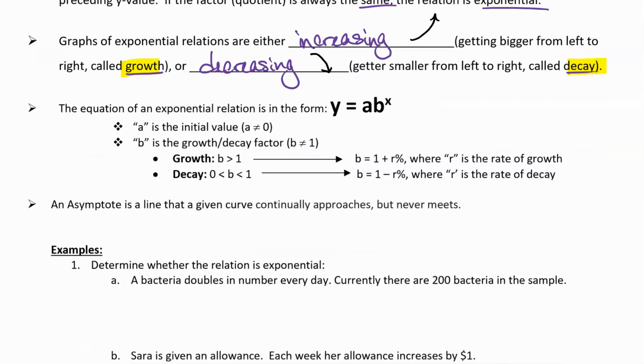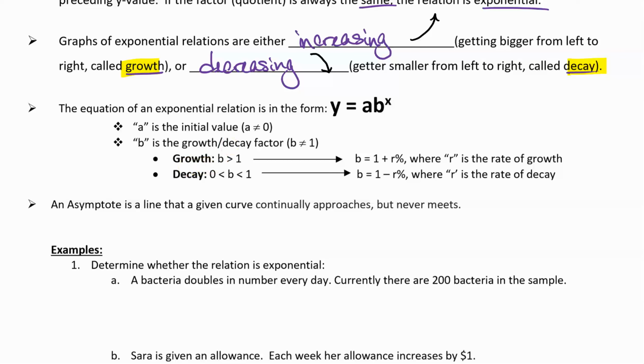The equation of an exponential relation is in the form y is equal to a, okay, times b to the exponent x. Now notice that the x is only on the b, okay? A is what you start off with. That's your initial amount. In our piece of paper idea, the initial value is 1. We start off with 1 sheet of paper. B is the growth or decay factor, okay? If it's doubling, then guess what? We use 2, right? But b can't be 1. Okay, because something that's growing by a factor of 1 every time is actually not growing. It's staying the same.